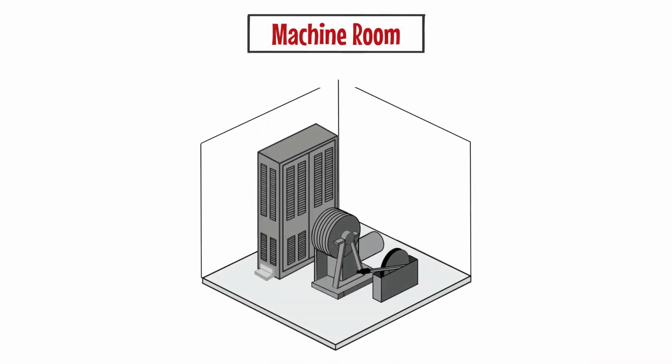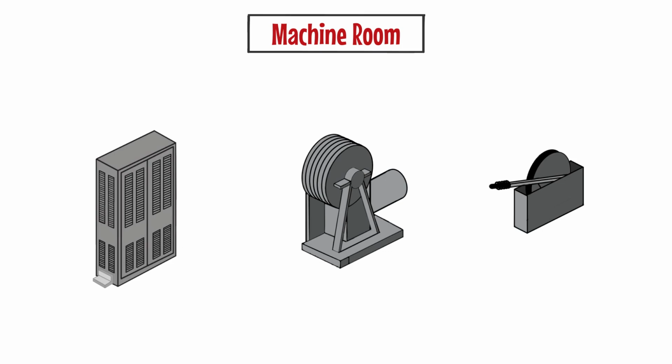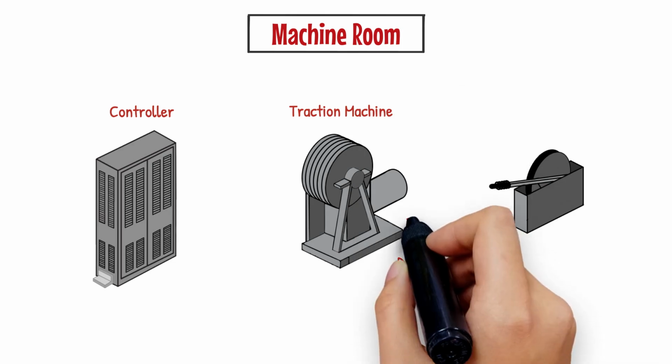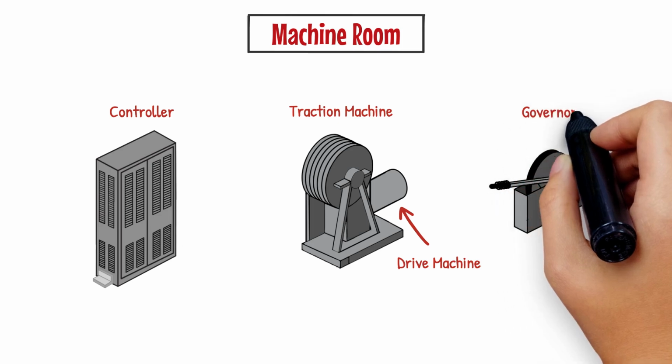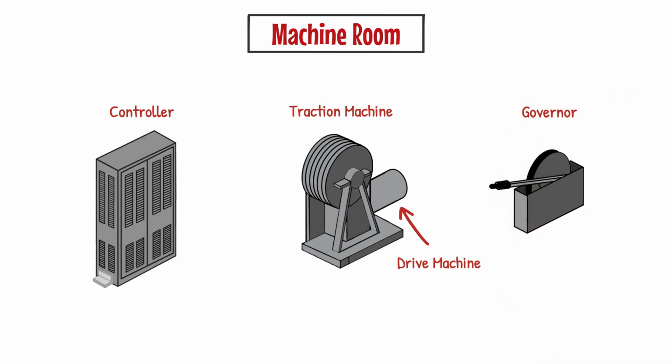The elevator machine room houses the mechanical equipment that allows an elevator to operate. This includes a controller, which some refer to as the brains of the elevator, a traction machine, which includes a drive machine that propels the system. The machine room also houses the governor, which monitors system speeds within an acceptable range.